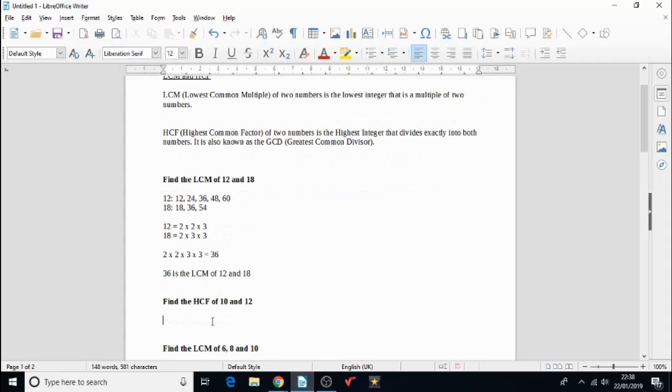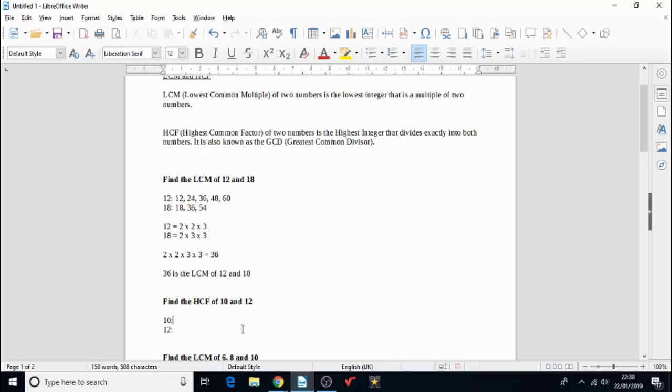So let's move on to the second question. Find the highest common factor of 10 and 12. So in this case, I can show you two ways. You can write out both numbers and write out their factors, and then find the highest common factor.